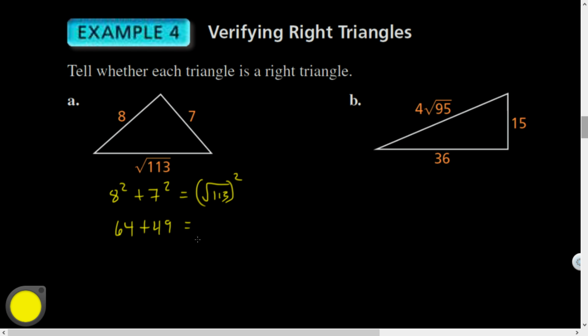So, Lauren, what is the square root of 113 squared? Actually, we'll watch this. Schwink, schwink, right? That's just 113. So, Aiden, you with me? 64 plus 49 is actually 113. So that means that this is a right angle, and the reason why is the converse of the Pythagorean theorem, the con-Pythag. How about that? Good stuff.